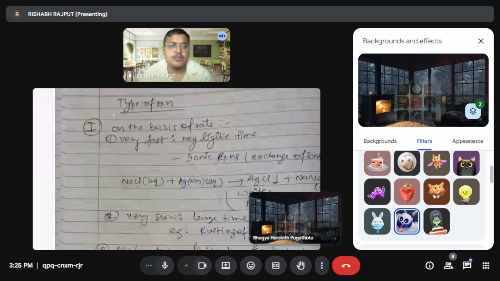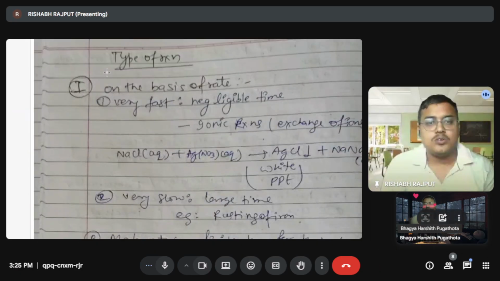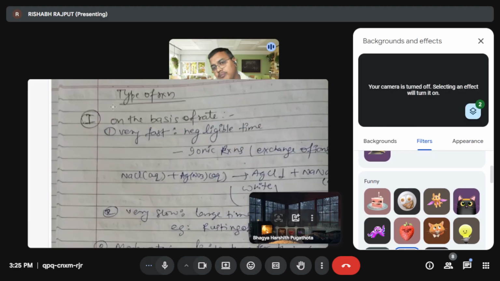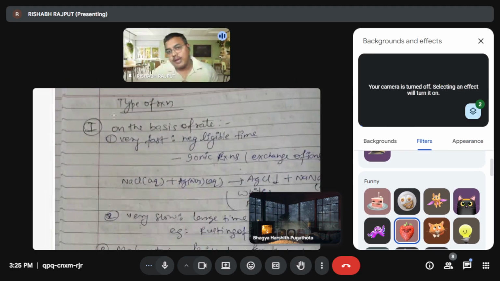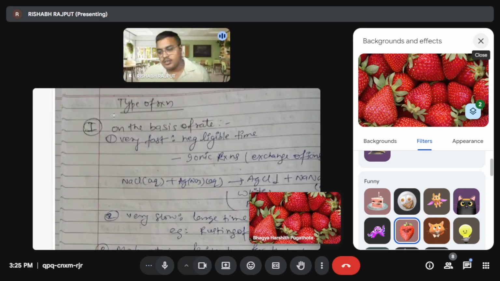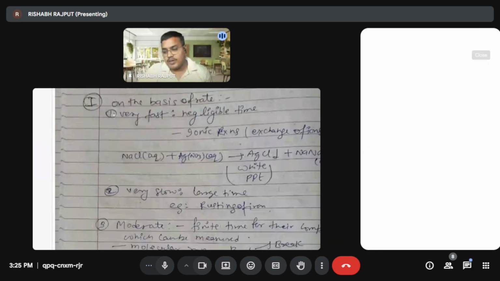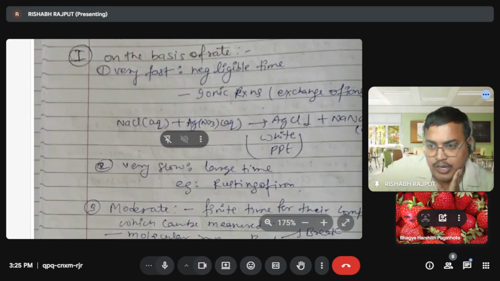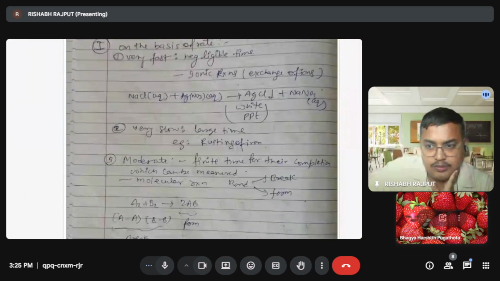Now I'm coming to types of reaction. Now molecularity is complete. I'm telling you types of reaction because this is very important. Now I am dividing the types of reaction on the basis of timing, not like average or instantaneous. Now I'm dividing the types of reaction on the basis of timing.